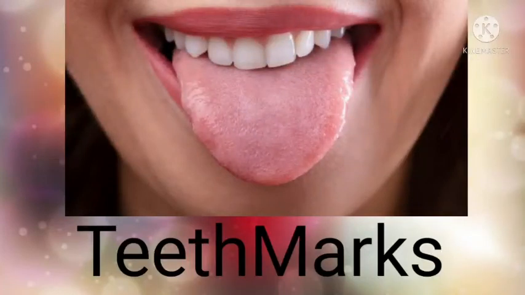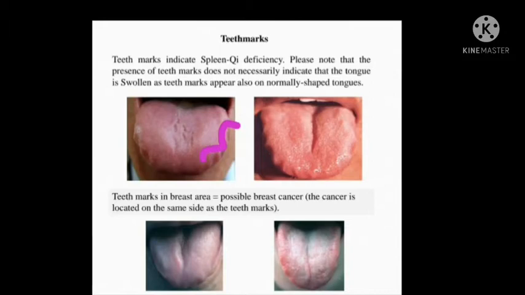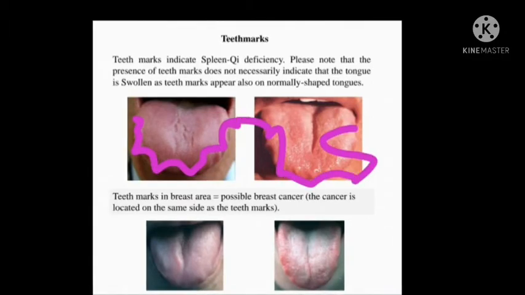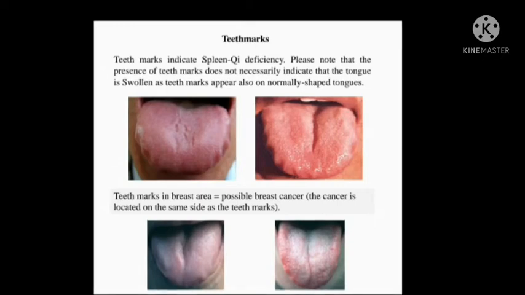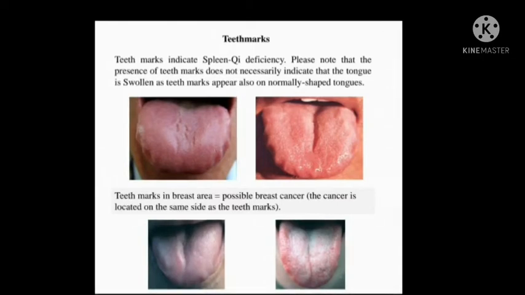Now we are going to discuss teeth marks. Teeth marks on the tongue surface at the edge of the tongue indicate spleen qi deficiency. When there is spleen qi deficiency in the body, teeth marks will come on the tongue surface. It means that the person has qi deficiency.